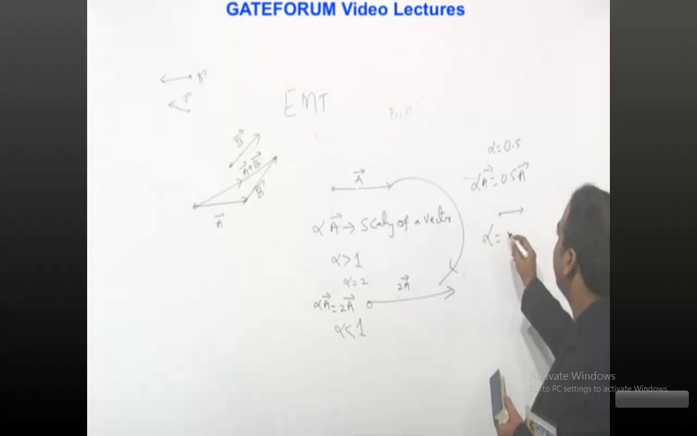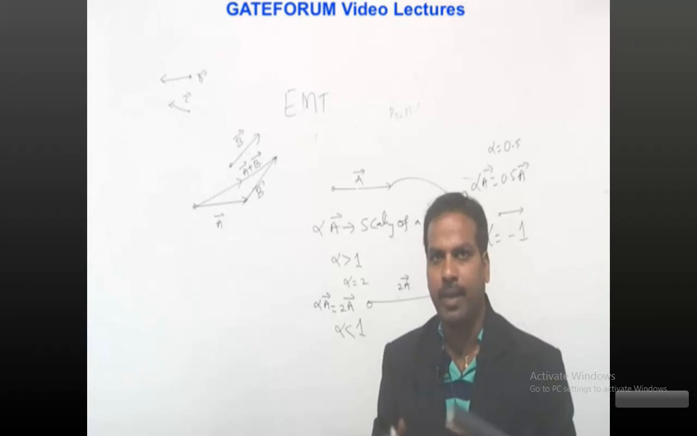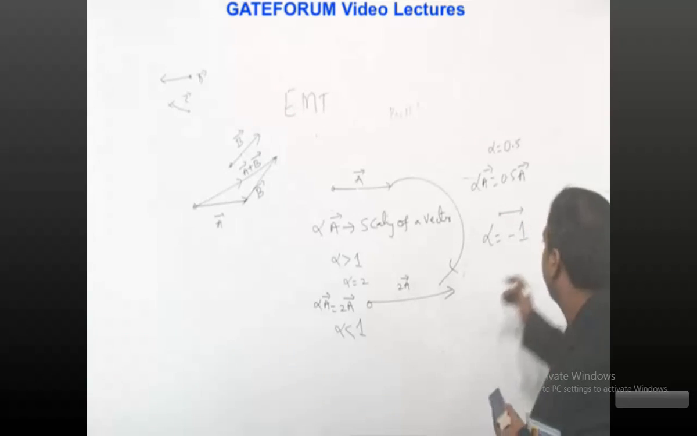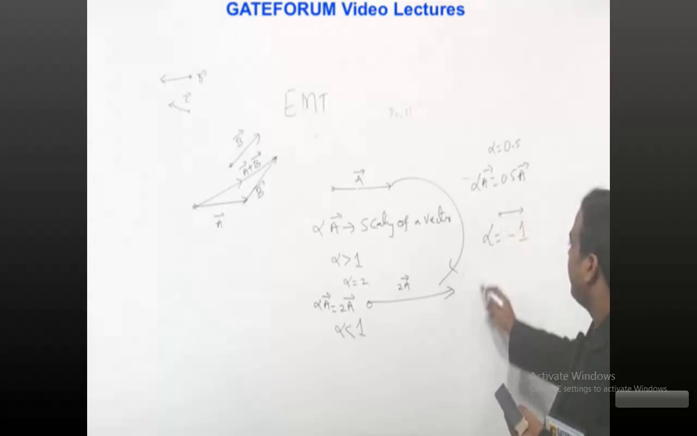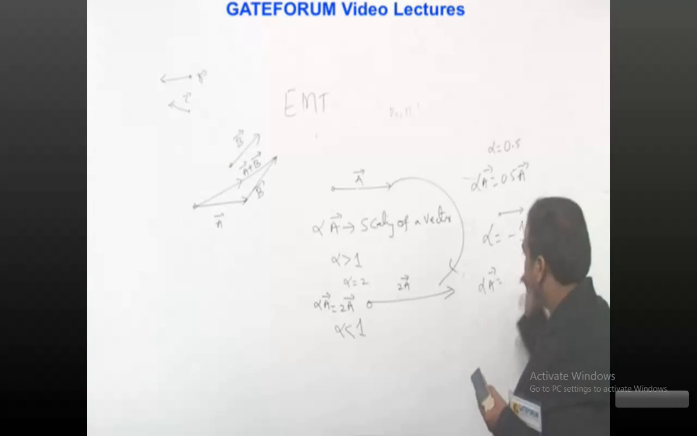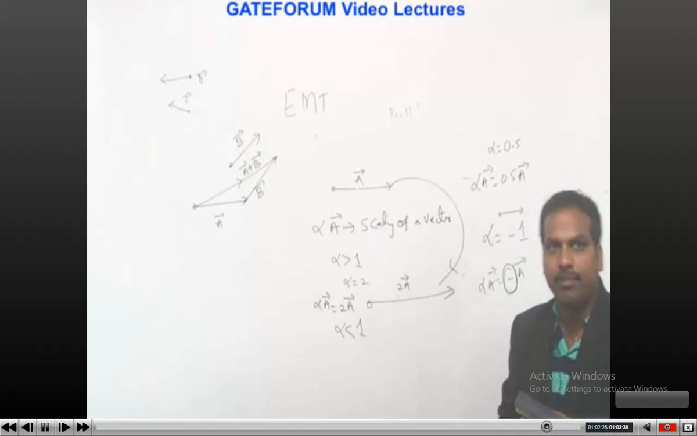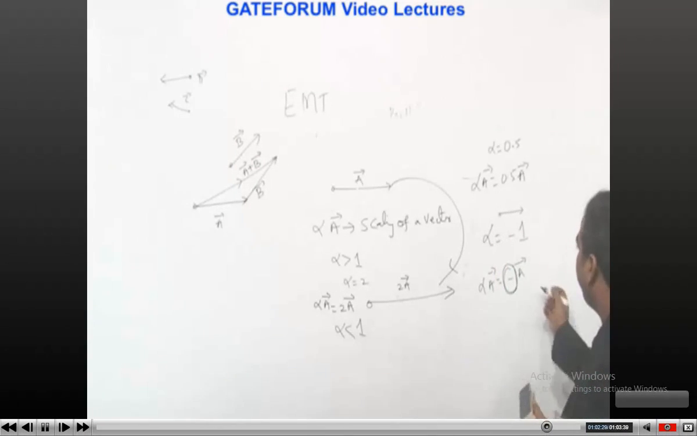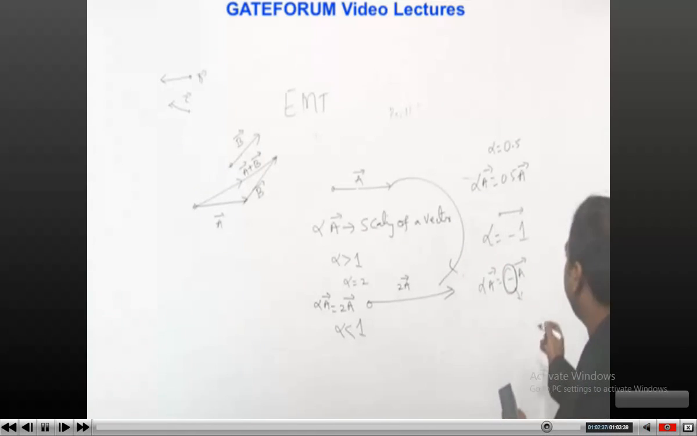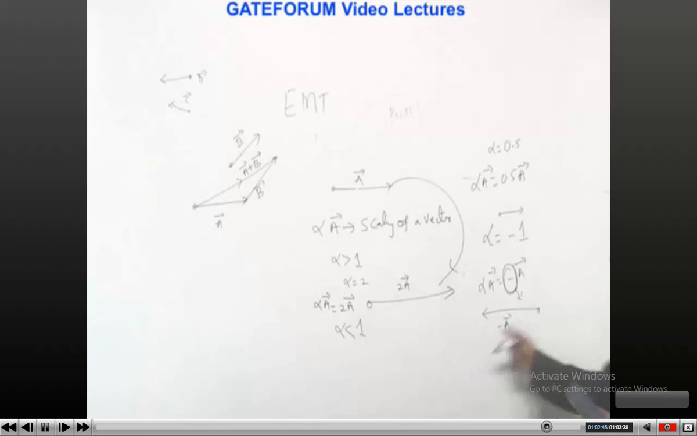Similarly, now let us assume alpha equals minus 1. When alpha equals minus 1, there is no change in magnitude. Alpha A bar becomes minus A bar. Here the minus sign simply indicates that the direction of that vector gets reversed. It will be like this: the same magnitude, but the vector moving in the opposite direction.